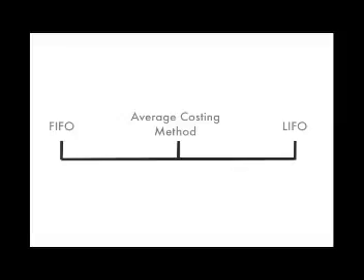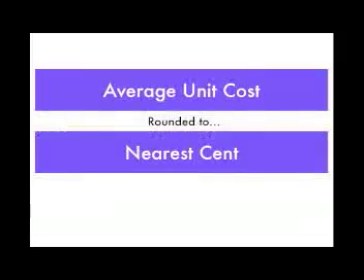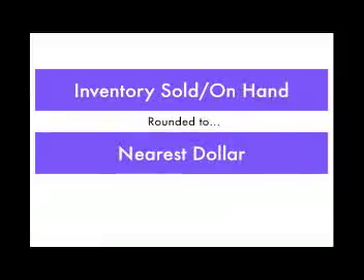Also, the moving average method sits in between the extremes of the first in, first out and the last in, first out methods, with the first in, first out resulting in the lowest cost of goods sold and the last in, first out method resulting in the highest cost of goods sold. When calculating the average unit cost, the result is always rounded to the nearest cent, whilst when calculating inventory sold or inventory on hand, the figures are always rounded to the nearest dollar.